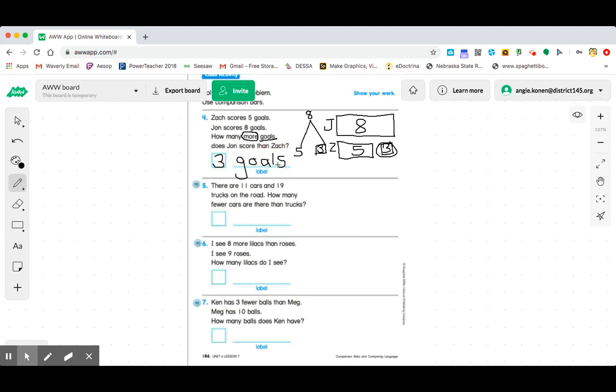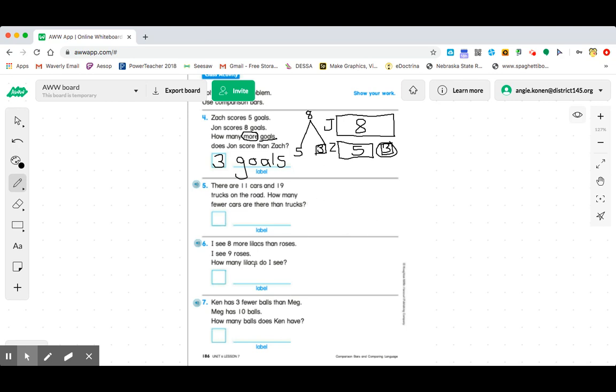G-O-A-L-S. At any time that you need to slow down, just press the pause button and then you can stop it, finish your work, and then come back and listen to the rest of it. All right, we're going to skip number 5. I'll come back and read it here in just a minute.